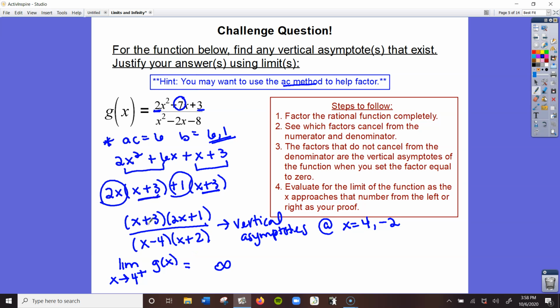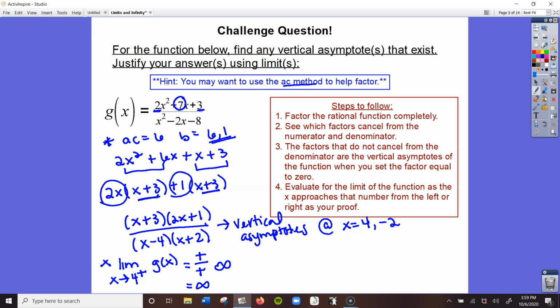If I plug in 4.1, the numerator would be positive, and then this would be positive, so the numerator overall is positive. And if I plug in 4.1 into the denominator, 4.1 minus 4 is positive, and then when you plug in 4.1 into x plus 2, it would also be positive. Therefore, this limit is positive infinity. So this would be my proof that we have a vertical asymptote at x is equal to 4.